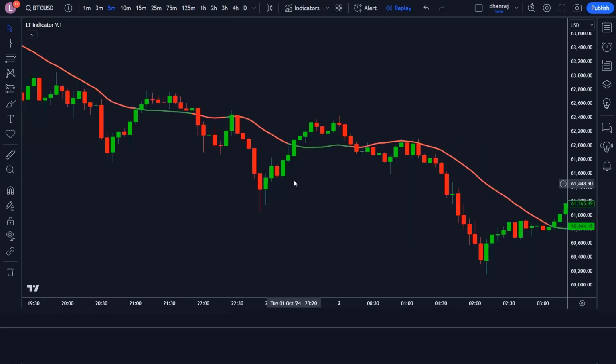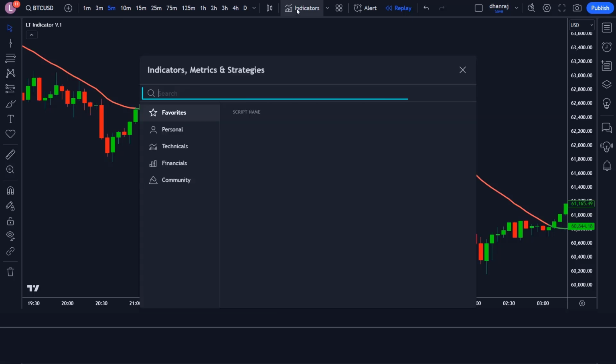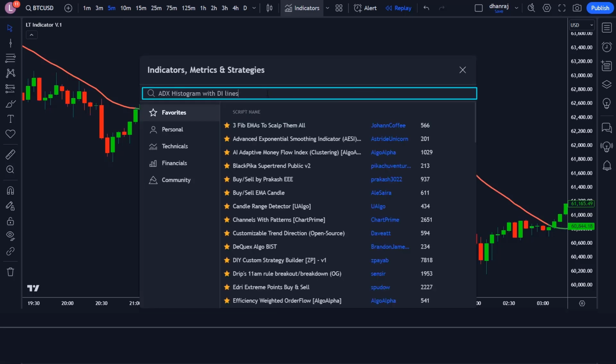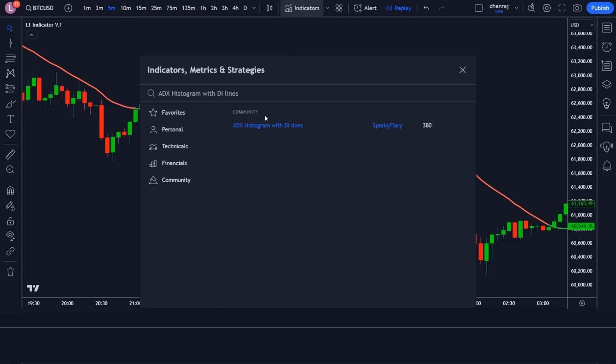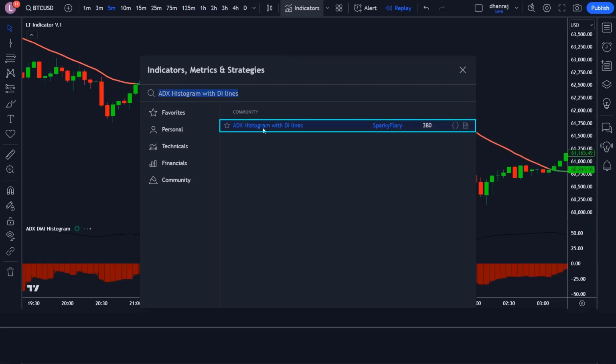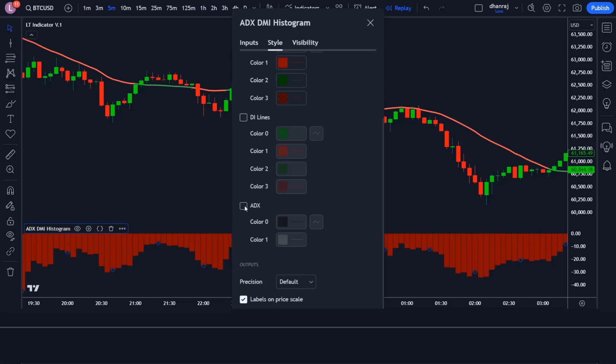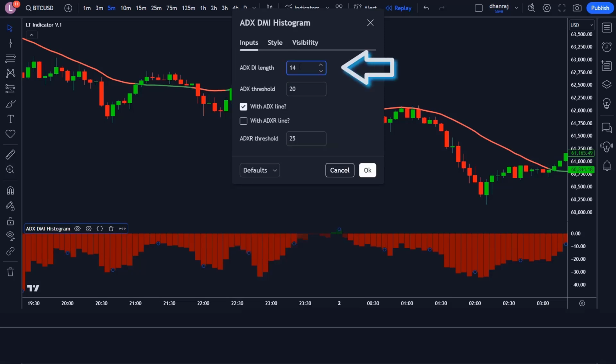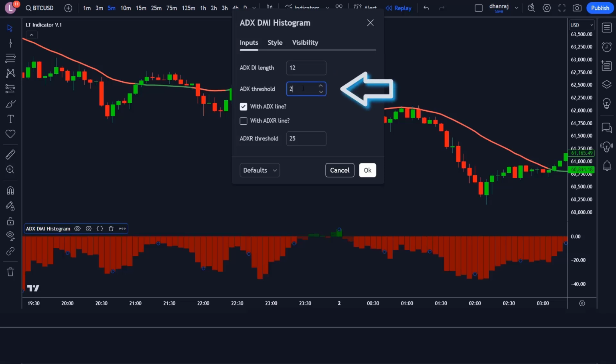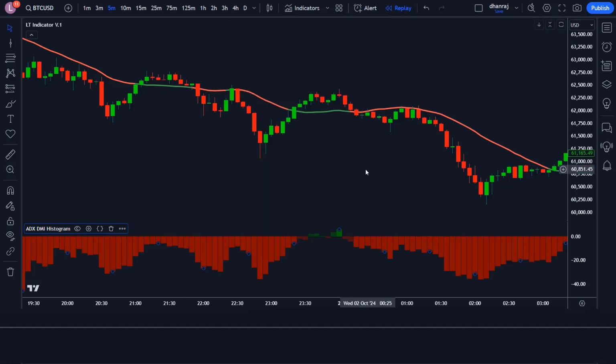After that, we have to apply another indicator on the chart. We will search ADX histogram with DI lines in the search box of TradingView. After that, we have to click on the ADX histogram with DI lines option, in which we have to change some settings. We have to keep these options hidden. We have to change this ADX DI length option from 14 to 12. We have to change this ADX threshold option from 20 to 26. We have to change this ADXR threshold option from 25 to 23. Now our setup is ready.